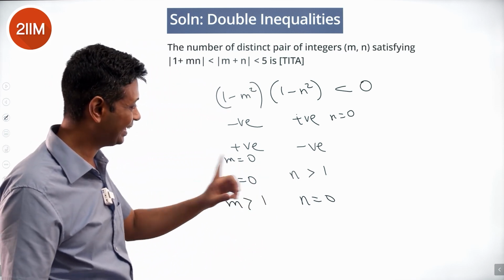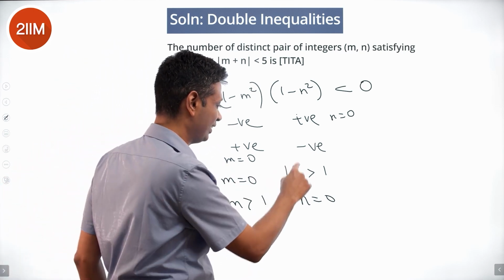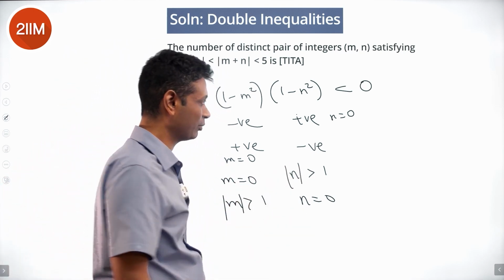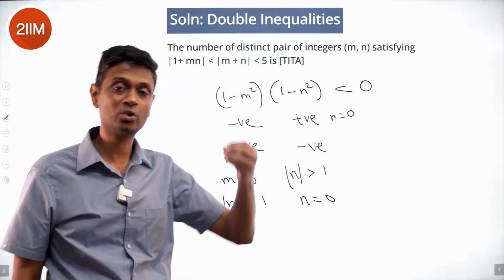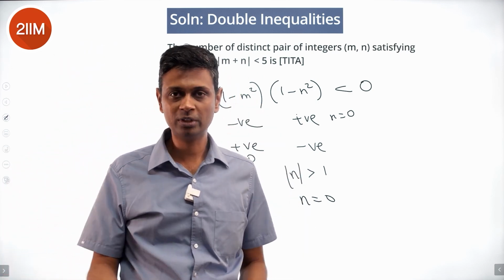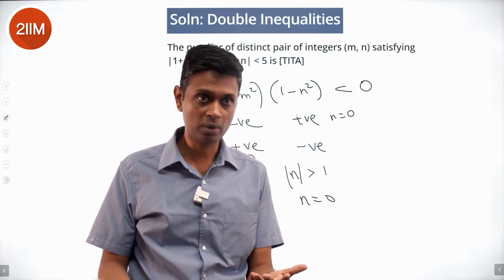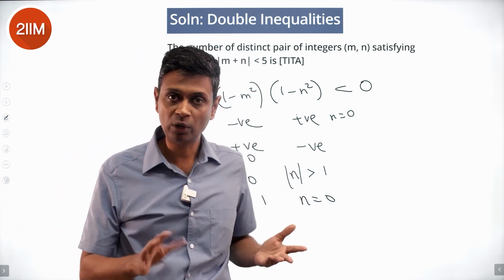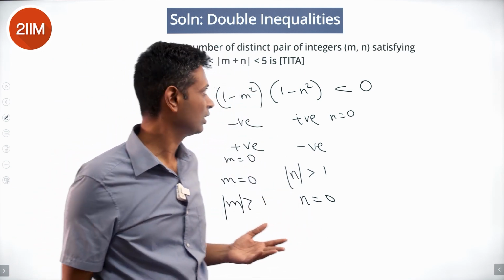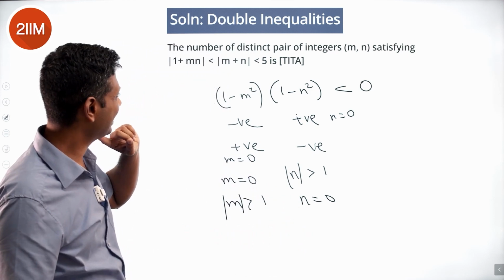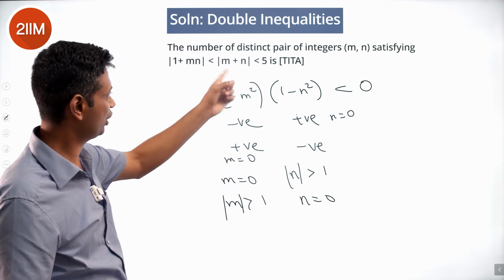This is not n greater than 1. This is mod n greater than 1, mod m greater than 1. Because we're talking about n square. So plus 1 works and minus 1 work. Plus 2 works and minus 2 will work. Plus and minus 1 will not work. Plus 2 and minus 2 will work. Modulus of m plus n less than 5. This is an interesting thing.